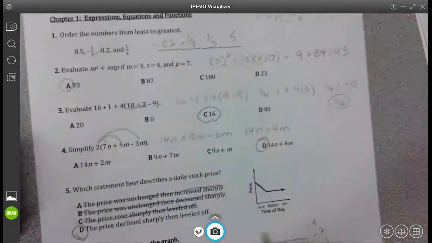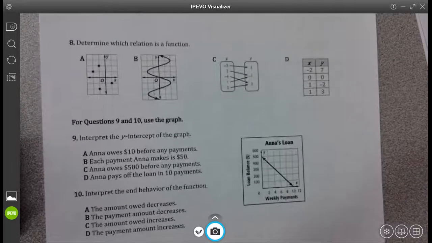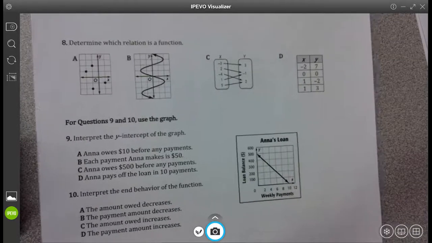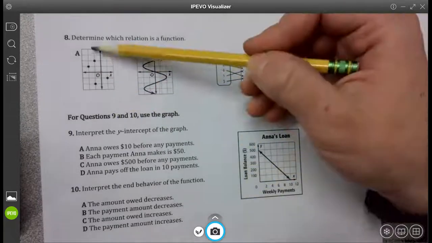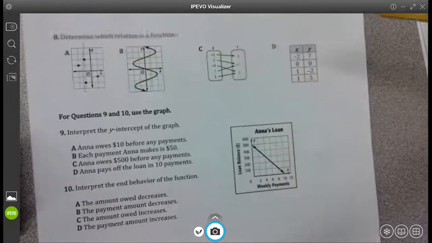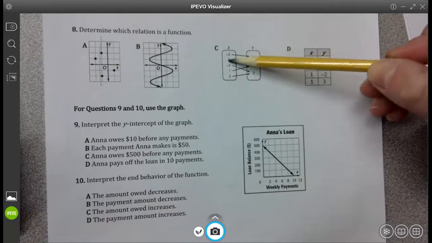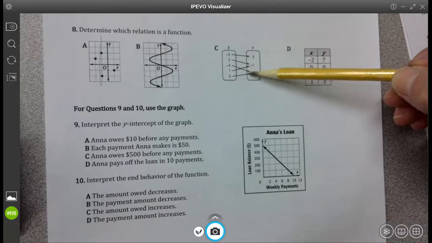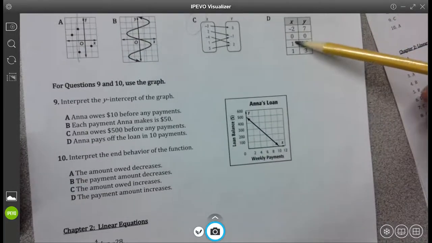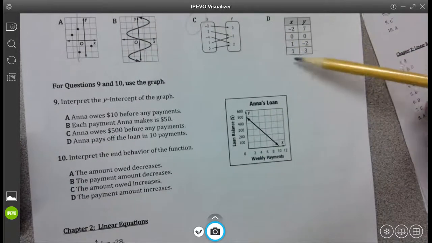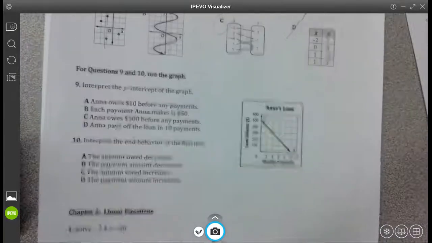All right. Let's flip. It says determine which relation is a function. Well, does this pass the vertical line test? No. Does this? No. You're telling me 3 goes here. That's fine as long as it always goes here. This always goes here. This always goes here. This always goes here. And this, oh, yep. Well, here you're telling me 1 goes to -2, and now you're telling me 1 goes to 3. Nope. Your answer is C.